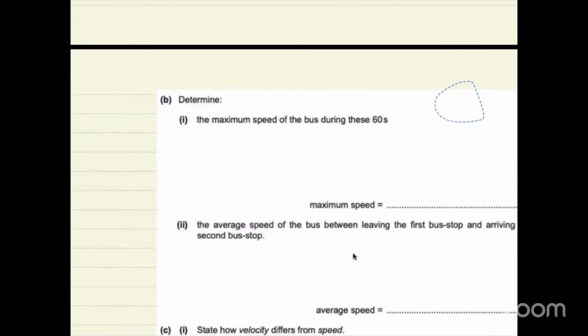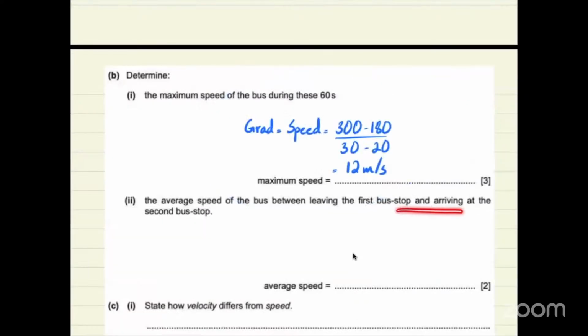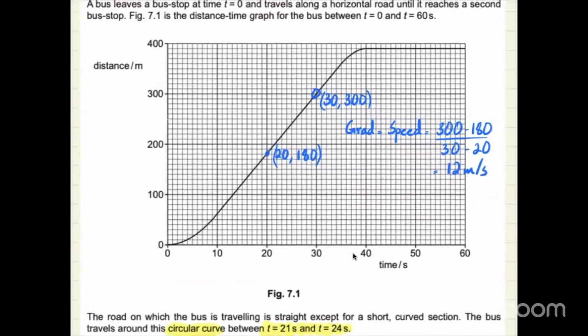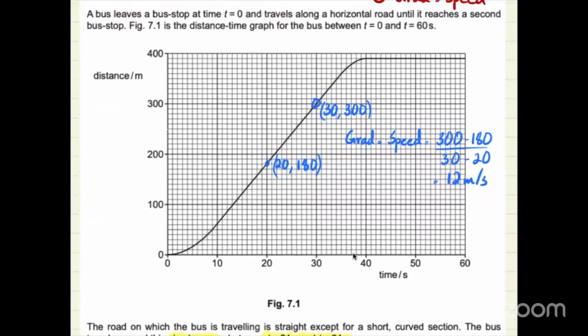Average speed of the bus between leaving the first bus stop and arriving at the second bus stop. So between this, now I need to see when does it actually arrive at the second bus stop. Because the graph has been given to me all the way till 60 seconds. Is it really traveling all of this time? I know it just came to rest here. And after this, this is always at rest. So this means it reaches the second bus stop at 40 seconds, right?